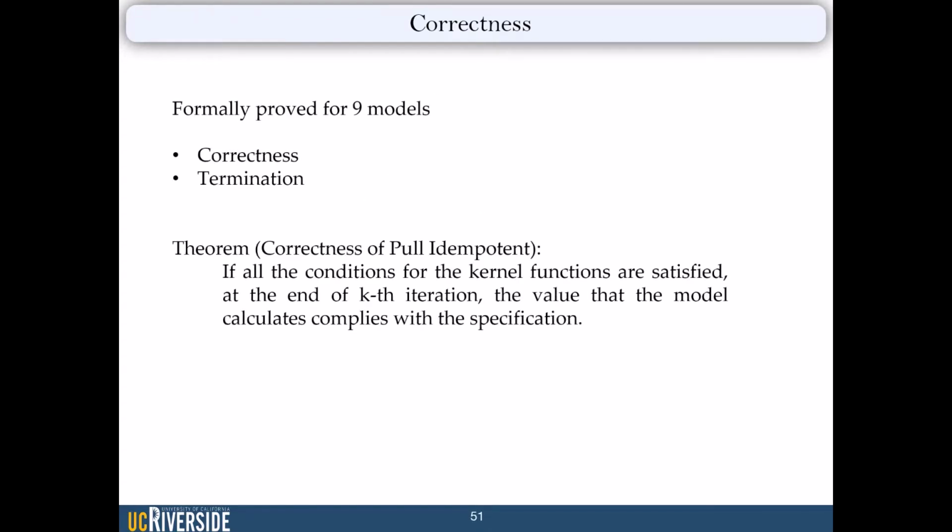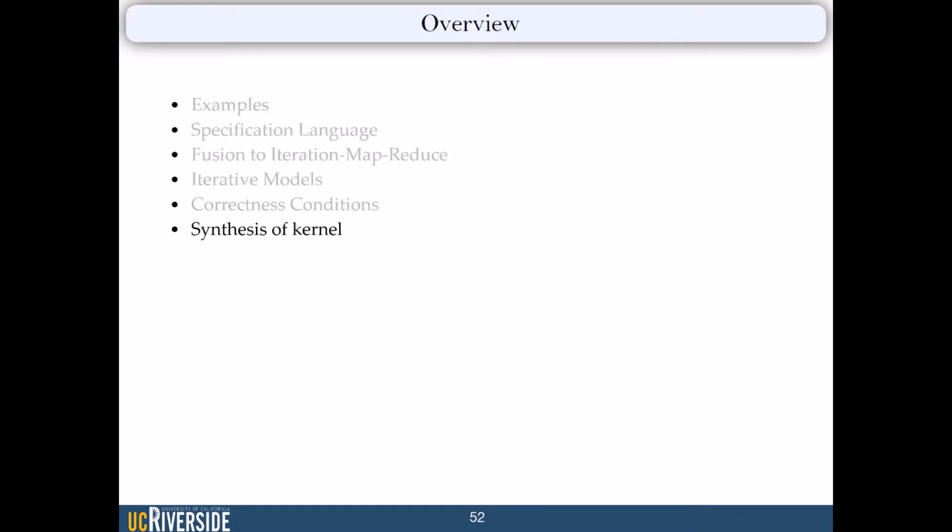Using the correctness conditions, we have formally proved the correctness and termination of the 9 variants of iterative models. For example, the correctness of the synchronous pull idempotent model states that if all the correctness conditions for the kernel functions are satisfied, at the end of the kth iteration, the value that the model calculates complies with the specification. We have reviewed the correctness conditions for the kernel functions. Now let's see how they are used to synthesize the kernels.